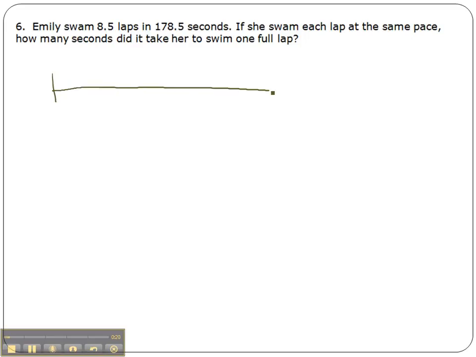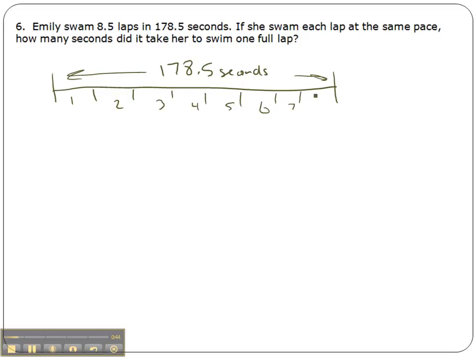Let's just look at the timeline. The amount of time it took her to swim those 8.5 laps was 178.5 seconds. And in that time she swam, here's a lap, 2 laps, 3 laps, 4, 5, 6, 7, 8 and 1/2, 8.5 laps. So if we take this amount of time and divide it by 8.5, we'll find out how long it took her to swim each individual lap on average.